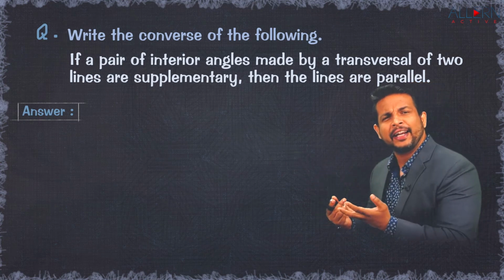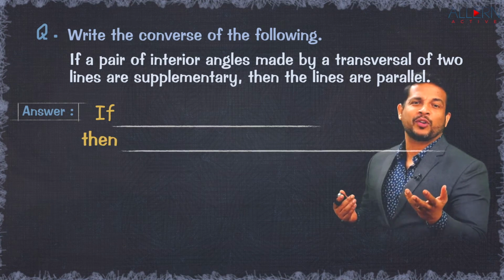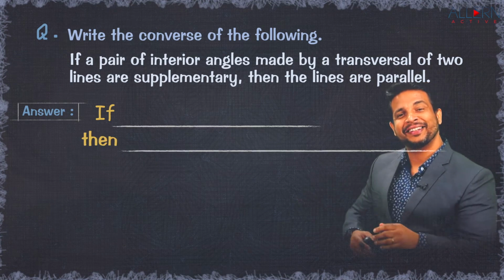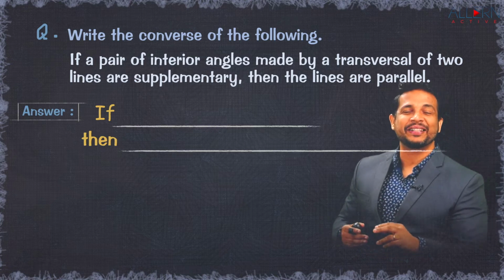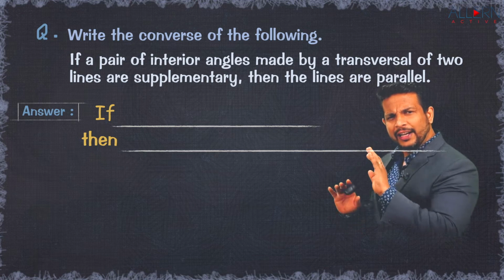So we can easily identify the antecedent and the consequent, and we can write the converse because we have to just swap the places of the antecedent and the consequent. Let's do that. It's very simple.